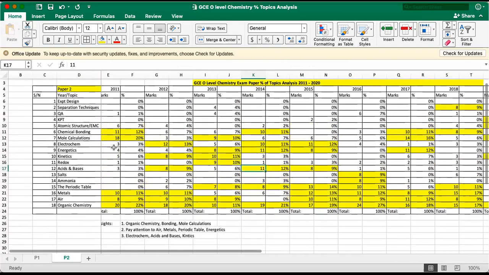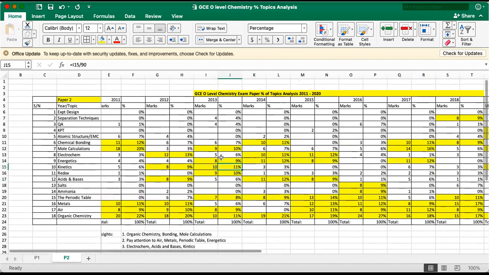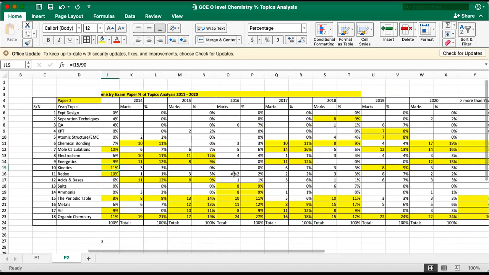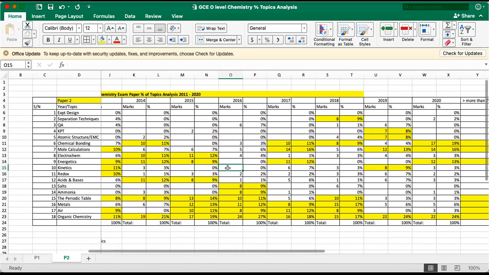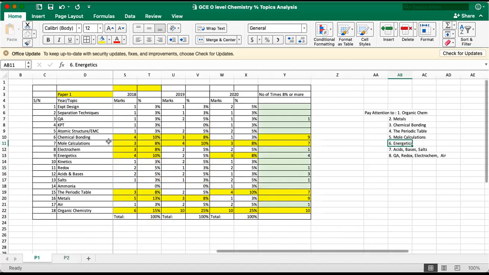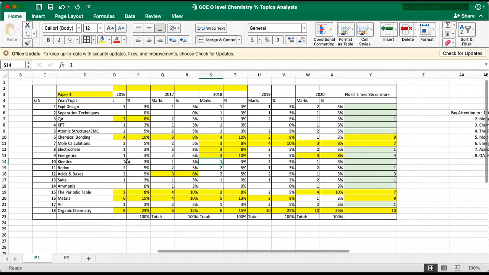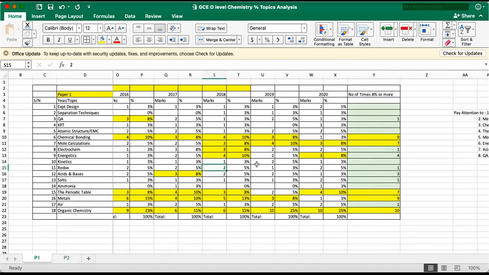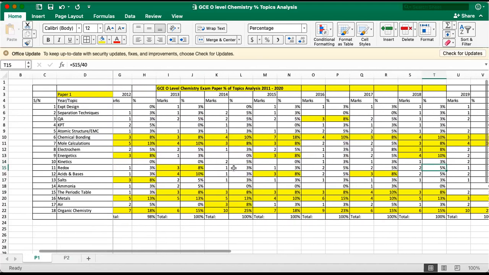Kinetics, you never know. Kinetics have been quite quiet. The last big question was in 2013. Then some years, the percentage is very low. It doesn't even appear at all. When you look at MCQ for kinetics, you will notice that the percentage is really very little. So you do not need to spend too much time on this, seriously. They only come up with one or two questions. In fact, even redox is more popular than kinetics.